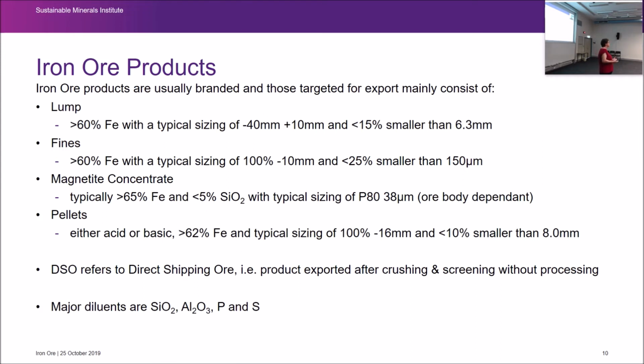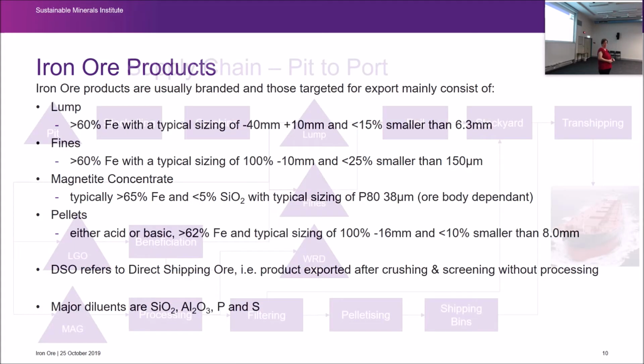So the key is that direct shipping ore is preferable. You want to process iron ore as little as possible and get it out of the door on grade. So there's a lot of focus around blending practices and how to blend different areas from your mine to achieve product grades consistently, because you've got one spec you've promised to the customer. Major diluents are silica, alumina, phosphorus, or silica oxide, alumina oxide, phosphorus, and sulfur.